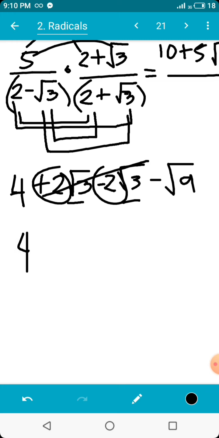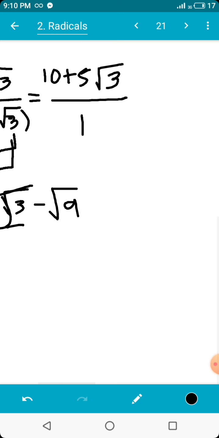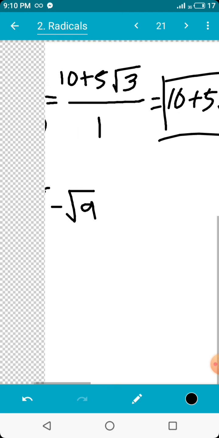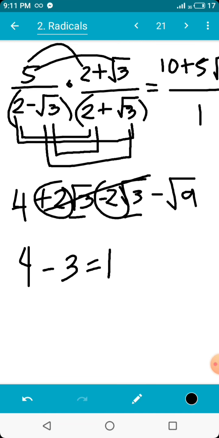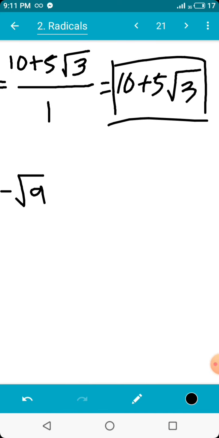So, we have 4, and then minus square root of 9. Alam natin that that is 3. So, 4 minus 3, that is 1. So, yung denominator natin dito ay 1. Okay? So, pag ganyan yung denominator natin, the answer is just simply 10 plus 5 square root of 3. Okay? So, ito yung nangyari nung nag-rationalize tayo ng ating denominator. So, kung mapapansin nyo, wala nang radical sa ating denominator. Okay?